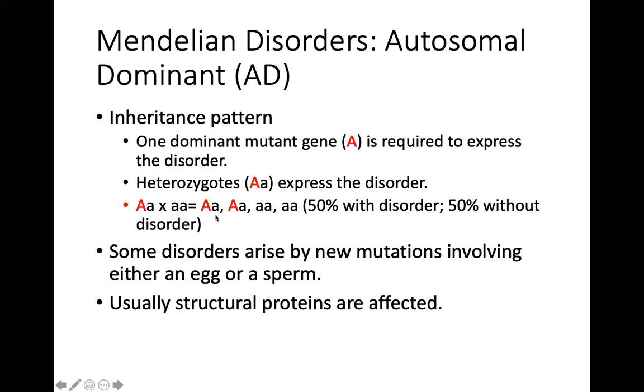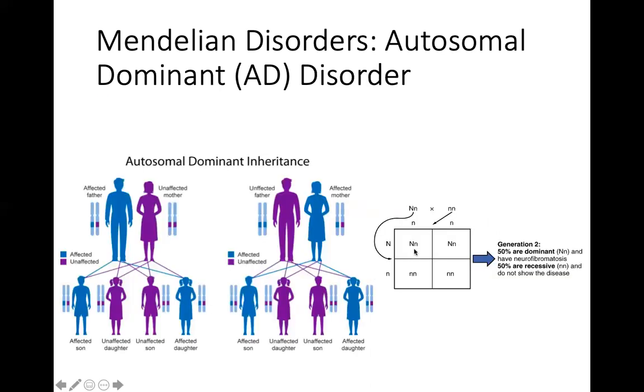Okay, so for example, merong heterozygote na parent tsaka merong isang homozygous na uninvolved yung gene. So we have 50% of the offspring will have the disorder while the other half wala. All right? So remember that some disorders arise by new mutations involving either an egg or a sperm. And remember, in contrast to your autosomal recessive disorders in which mostly enzymes yung affected, ito naman, usually ang mga structural proteins are affected. So remember that isa lang na dominant gene ang kailangan so that ma-express siya. Kasi dominant mutant gene siya.